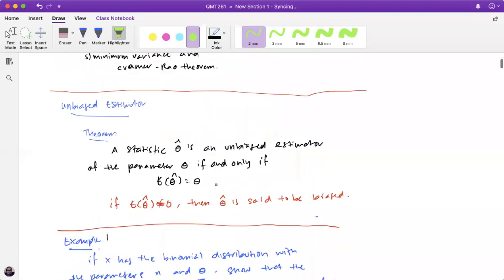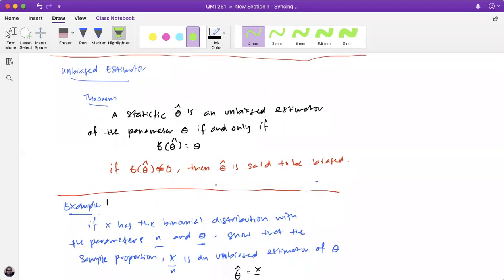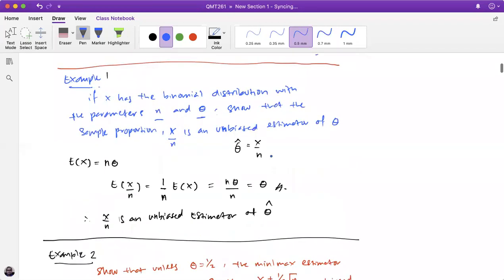So now, let's look at the first topic for properties of estimator, which is unbiased estimator. Theorem number 1: the statistic theta hat is said to be an unbiased estimator of the parameter theta if and only if the expected value of theta hat is equal to theta. If the expected value of theta hat is not equal to theta, then theta hat is not unbiased, right? Okay, clear? Right. Clear.